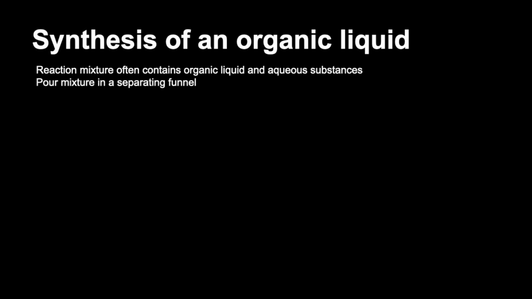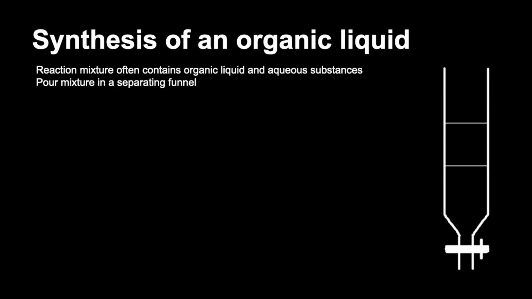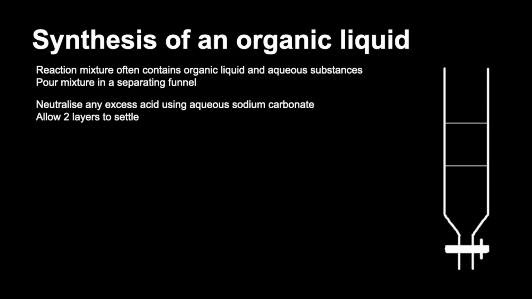The first thing you'd do is pour the mixture into a separating funnel, which looks like that. If you've used any acid as part of your synthesis, you need to neutralize it. You can do that in the separating funnel by adding sodium carbonate solution. Obviously, you're going to see bubbles of CO2, and when the bubbles have all gone, that means all of the acid's been neutralized. You then allow the two layers to settle and then use the density information, if it's supplied in the question, to establish the layers.